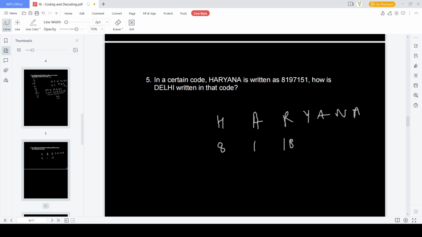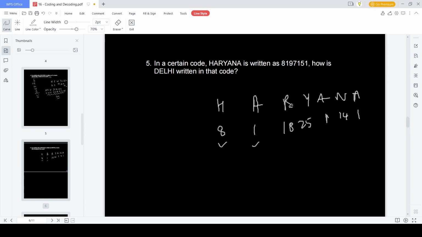Okay, and similarly, Y is 25th. Okay, A is again first. And N is 14th, and A is again 1. Okay, so in the code I have 8, I have 1, then I have 9. Okay, I have 9 at the third position. The third position is R. Okay, and I can see that the number of letters, 1, 2, 3, 4, 5, 6, 7, is equal to this, 1, 2, 3, 4, 5, 6, 7.